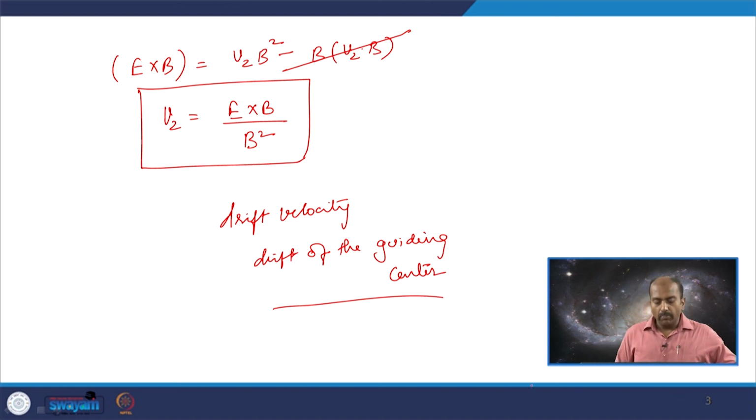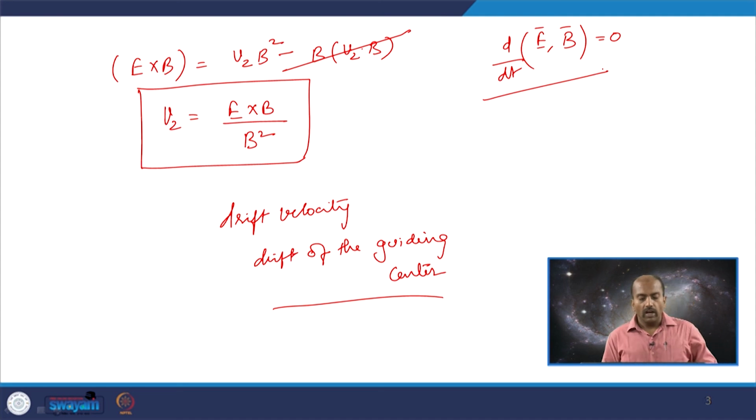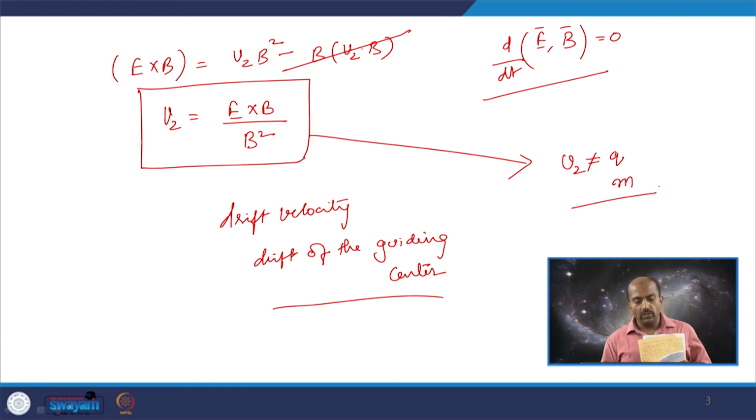Now, one very particular thing about this is that there is no dependence of time in this. We have taken electric and magnetic field to be static in nature, right. So, that means that there is no time dependence in this solution, and the most important thing is V2 does not depend on Q and does not depend on the mass. The drift velocity that is attributed to the particle, the guiding center of this motion, neither depends on the charge nor does it depend on the mass.